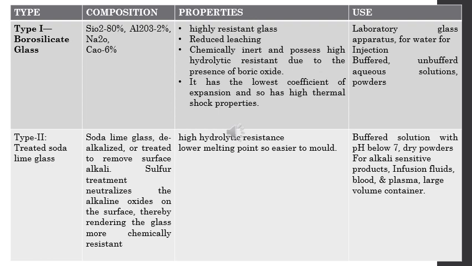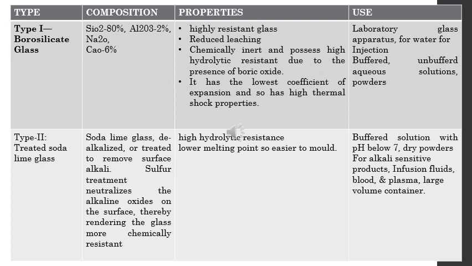Now IP classifies glass into four types. This is very important from the exam point of view and also from the GPAT point of view. So what you have to remember is the name, the properties and the uses. Only the composition when it comes to type 2, why it is important or why it is different from the others. So for type 2 the composition you have to remember, and for the others you have to remember the properties and the uses along with the name. So we'll start with type 1, which is called borosilicate glass.